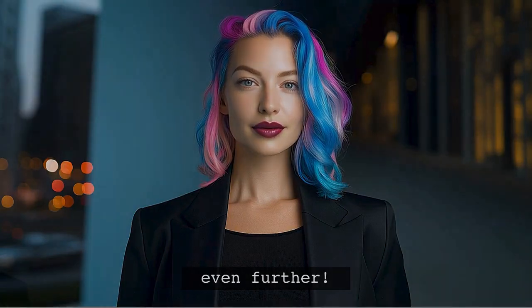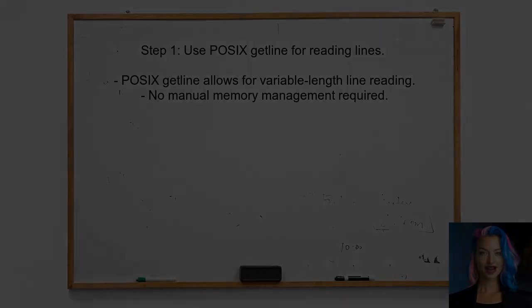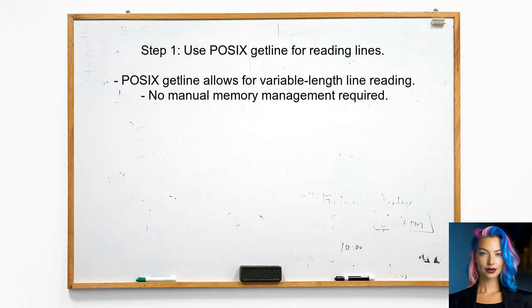To read extremely long lines from a text file safely and quickly in C++, the user can utilize the POSIX getline function. This function allows for reading lines of variable length without the need for manual memory management.